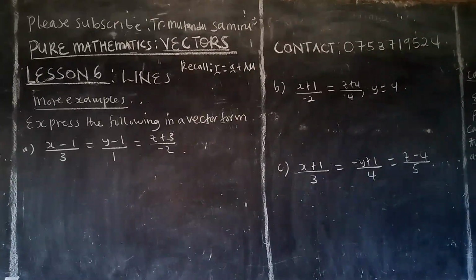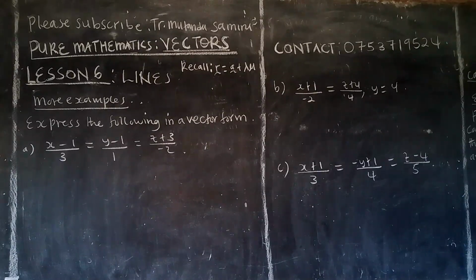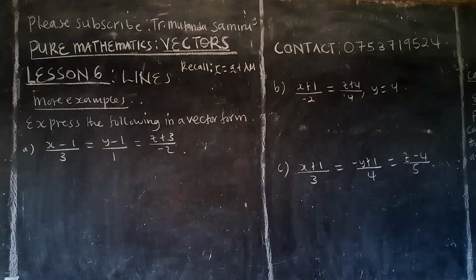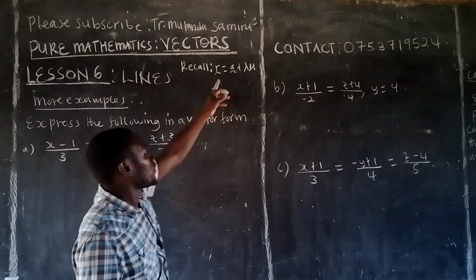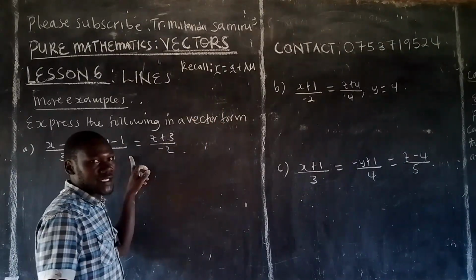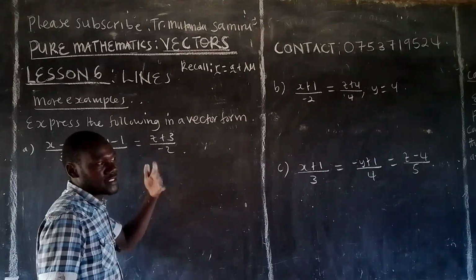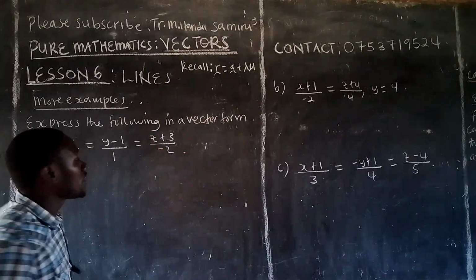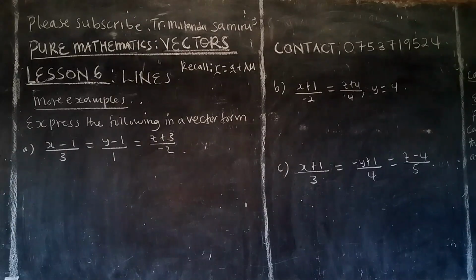All right, so let's proceed again. We have more examples. Please, this is all very important. They're saying express the following in vector form. Remember, vector form must be in this order. This is Cartesian. Then parametric is where I have x is equal to something, y is equal to something, z is equal to something. So this one is Cartesian. Back to the vector. So now we shall say solution.